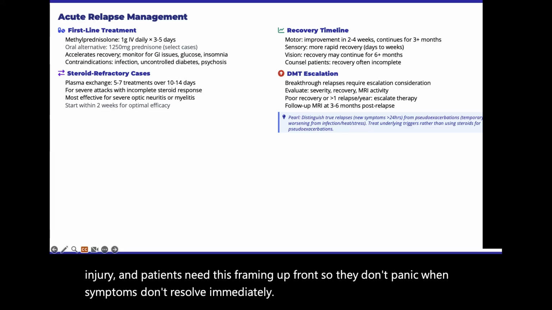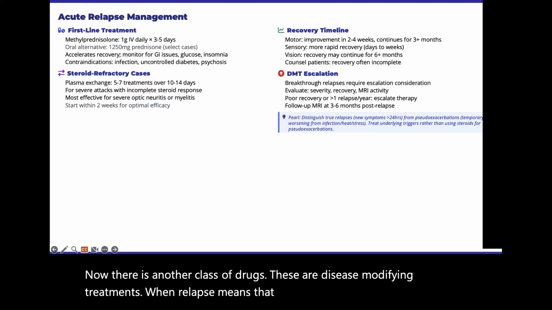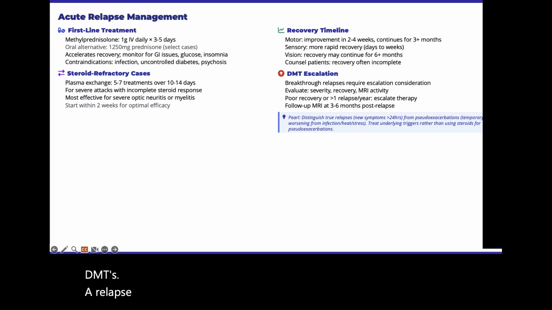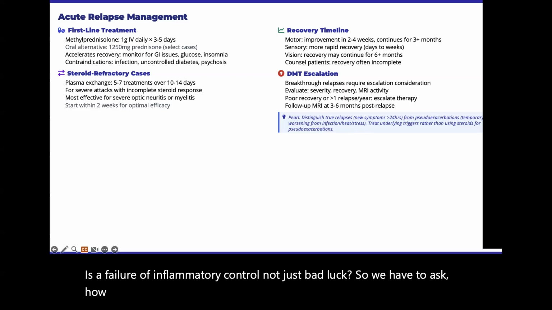Now, there is another class of drugs. These are disease-modifying treatments, for when relapse means that the current therapy isn't enough. So DMTs: a relapse while on disease-modifying therapy is a failure of inflammatory control, not just bad luck. So we have to ask, how severe was the relapse? How complete was the recovery? Was there new MRI activity?